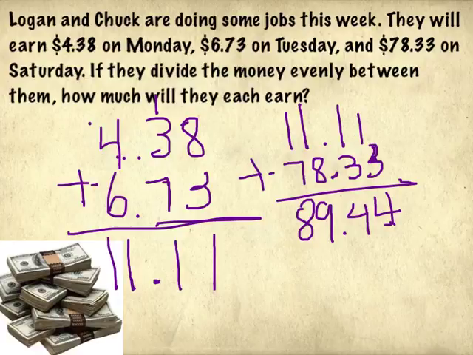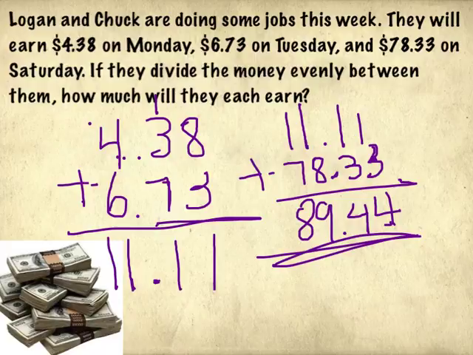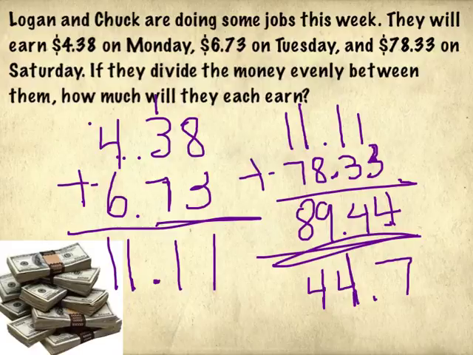There's two people, so I'm going to do $89.44 divided by 2, and that is going to give me $44.72, if I can ever write it. So then my sentence will be, they will each earn $44.72.